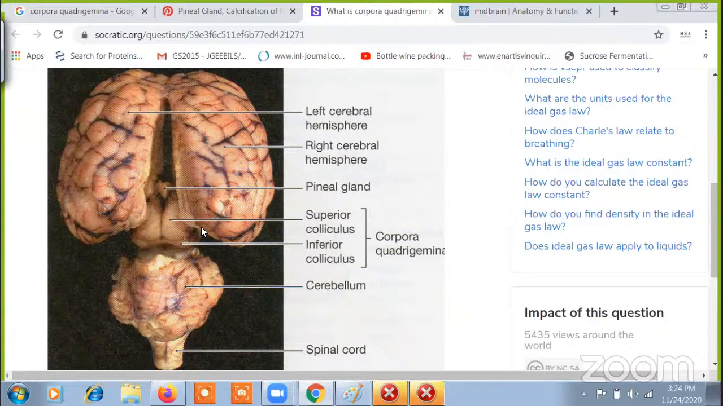These rounded elevations have some specific functions that we are going to discuss. The two upper large elevations are called the superior colliculi. One is a colliculus; the plural form is colliculi. The two lower regions are the inferior colliculi. So the superior and inferior colliculi are the four regions, and together they are called corpora quadrigemina.